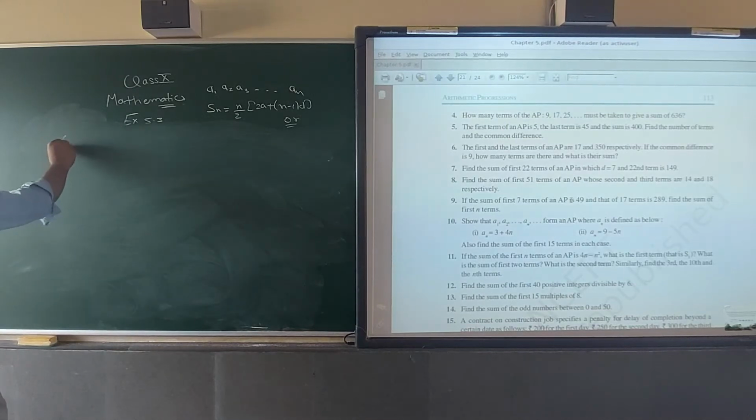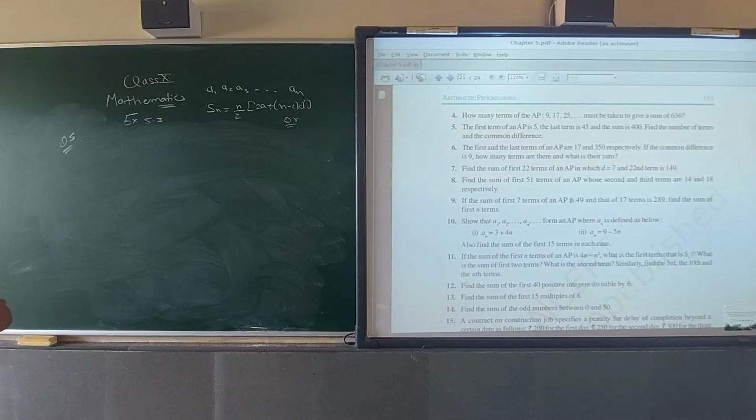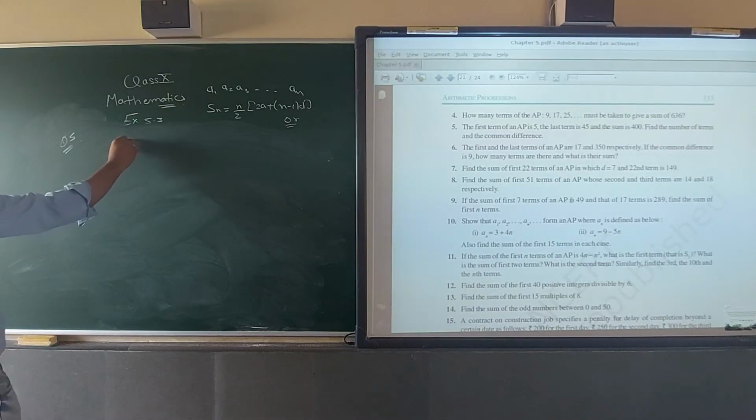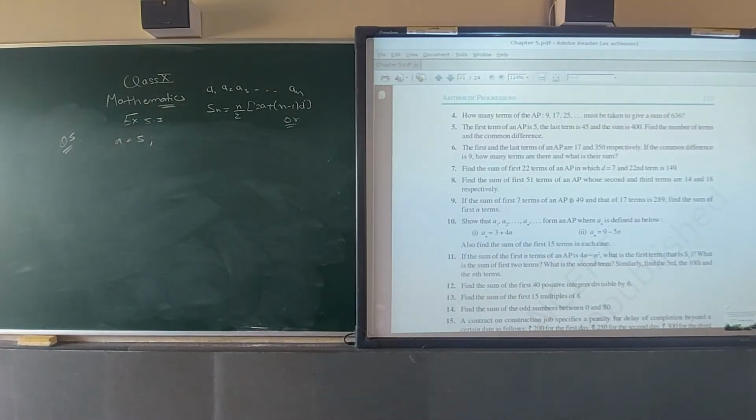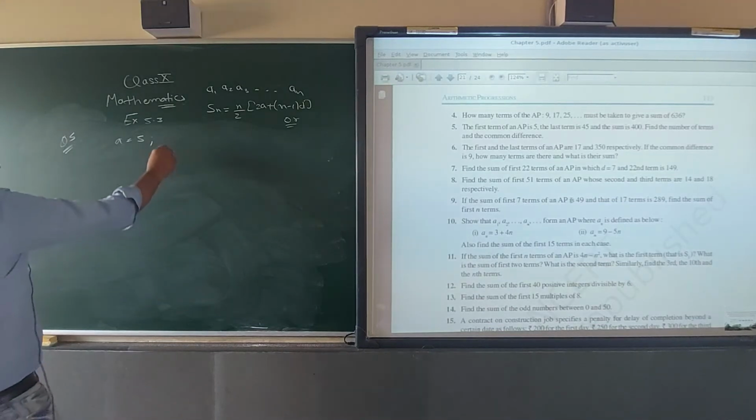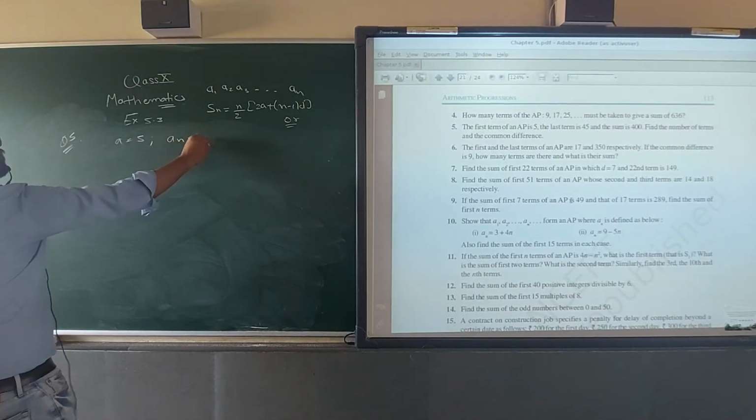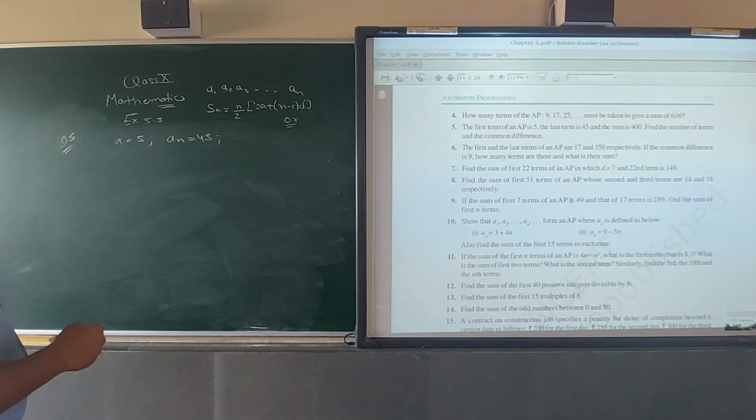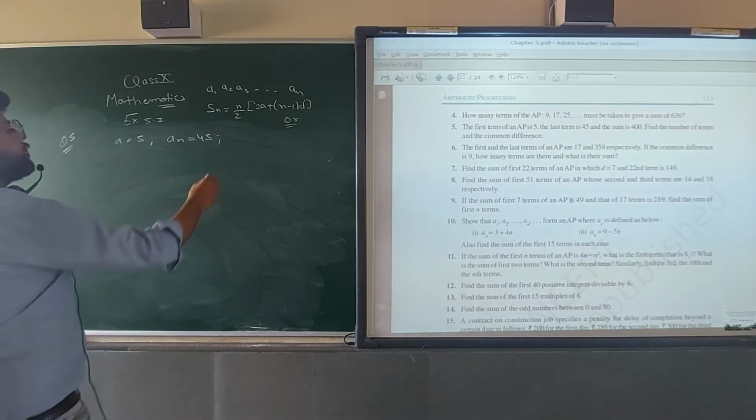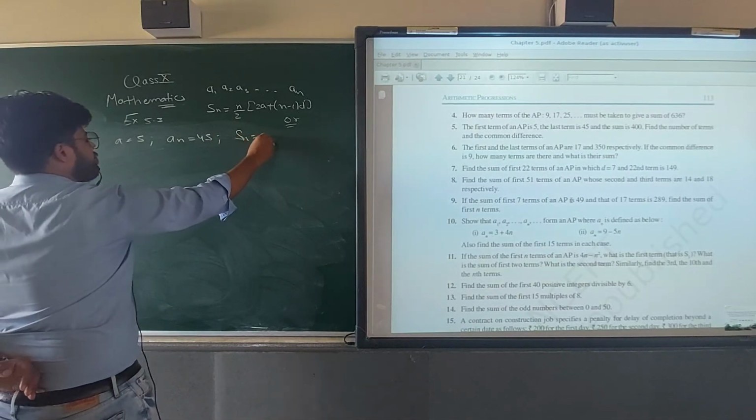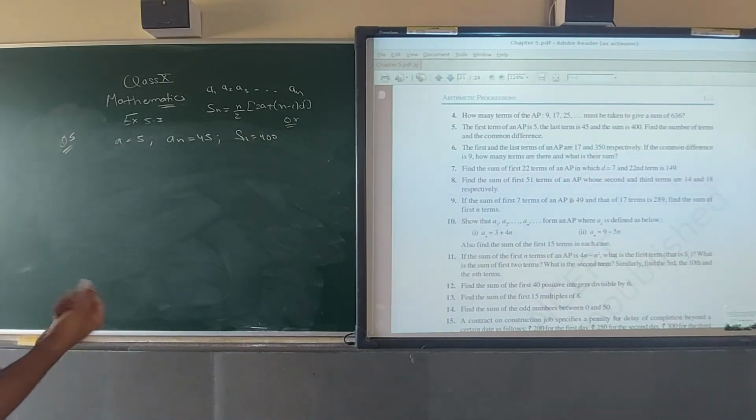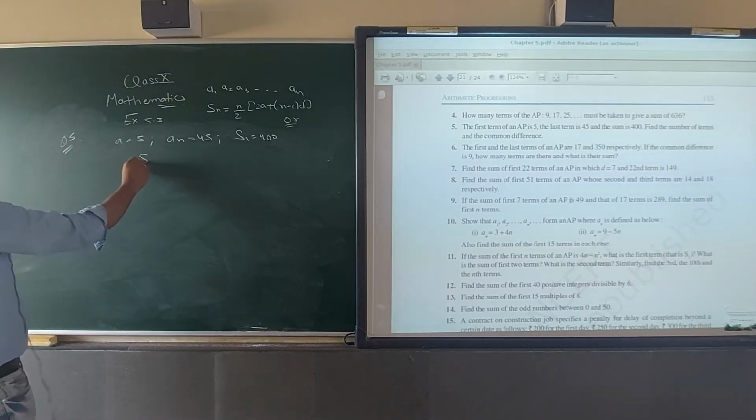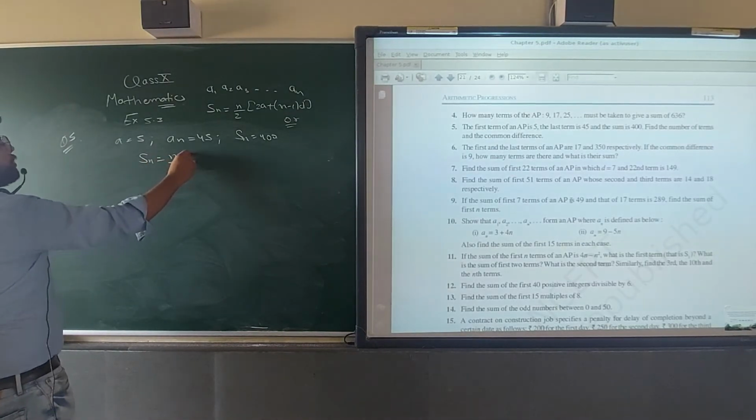Fifth one. The fifth question is, the first term of an AP is 5, means a value is given 5. Last term an is 45. Then he is saying that sum is 400, Sn is also given 400. Again same question, find the number of terms, but this time a little bit different. That one we can't apply, this formula we have to apply: n by 2 (a plus an).